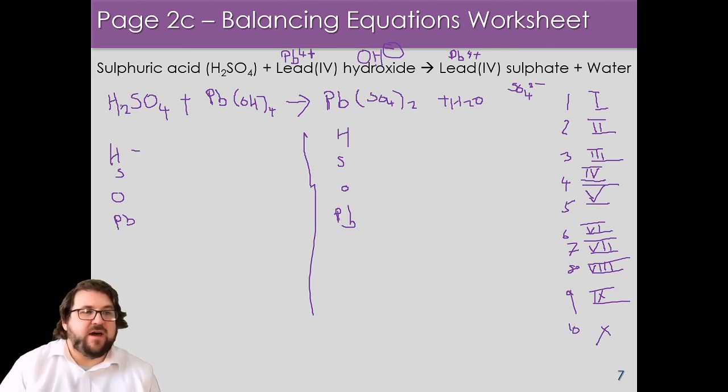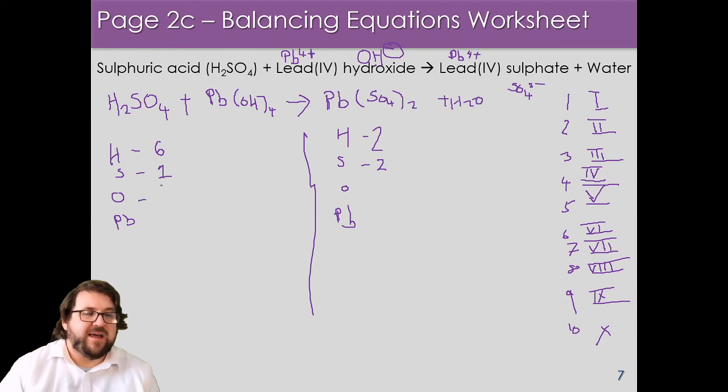H, I've got 2 hydrogens there, and 4 over here, because I've got OH 4 times, giving me a total of 6. Over on this side, how many hydrogens? Only the 2 in H2O, so 2 for those. Sulfur. Just the 1 sulfur on this side. But on this side, I can see that I've got 2 sulfurs, because I've got SO4 twice.